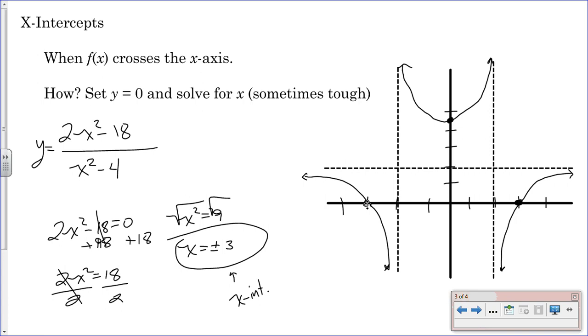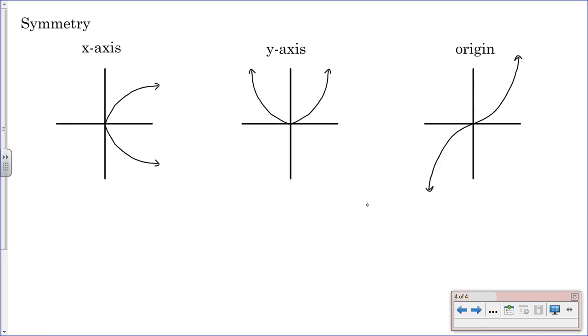Okay, so now we're going to look at another problem. Well, first let's talk about symmetry. Sorry, let's talk about symmetry first, and then we're going to talk about another problem.